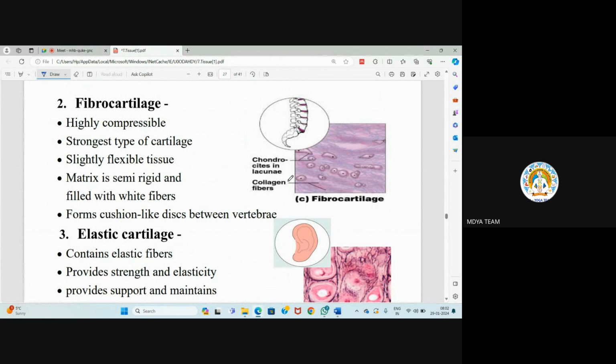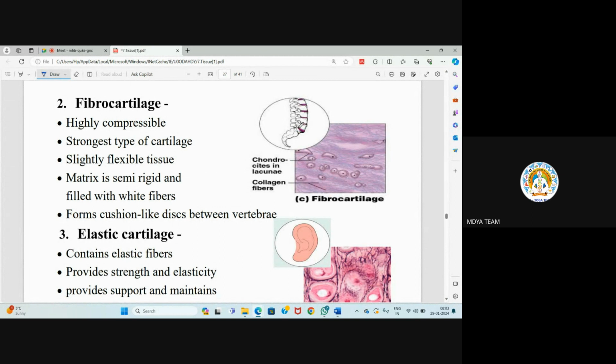So, fibrocartilage is highly compressible, the strongest type of cartilage and a highly flexible tissue. Matrix is semi-rigid and filled with white fibers. It forms cushion-like discs between vertebrae. You can see here in this picture, this is the vertebrae. We can feel the vertebrae in our back. They form our backbone, right?